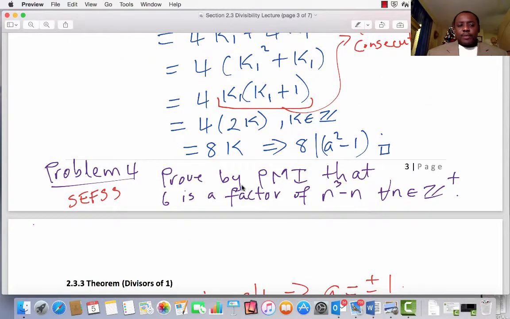Beautiful. Problem number 4. Prove by the principle of mathematical induction, which we saw in lecture 9, section 2.2, that 6 is a factor of n cubed minus n for every positive integer n. In other words, prove that 6 divides n cubed minus n for every n in the positive integers, and use the principle of mathematical induction. I would leave this as a simple exercise for serious students.